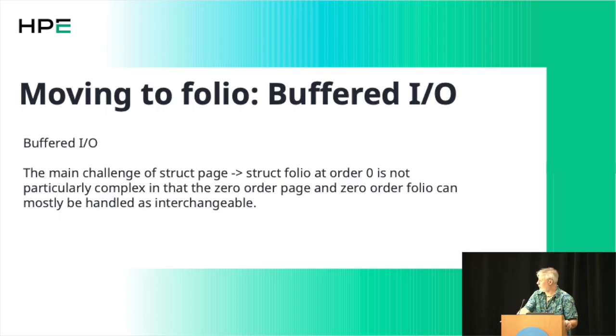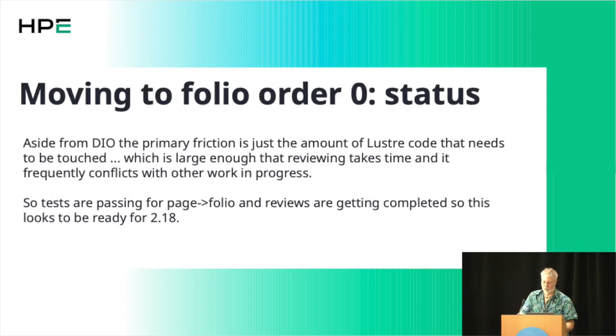So then the next stage is buffered I/O, and the rest of buffered I/O is pretty straightforward. The main challenge is really just the number of places of code we have to touch and getting reviews and moving things through. It's mostly name changes, API changes, and making sure that we're backward compatible for older kernels. So, aside from the general friction, we're moving pretty quickly. Tests are passing for order 0, so it looks ready to be landed for 218.